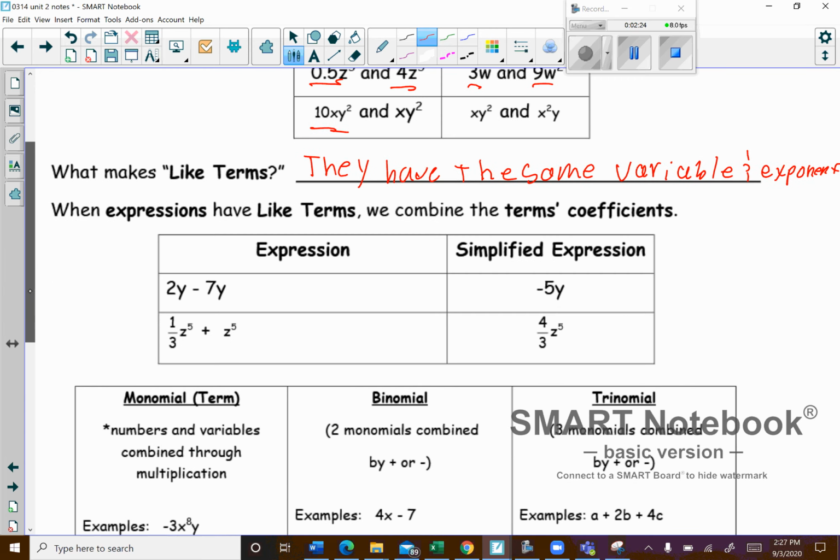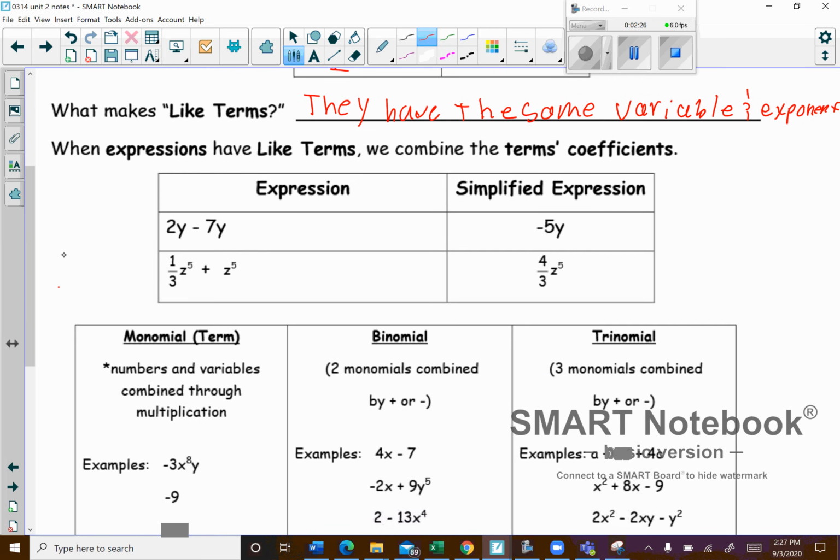So let's take a little deeper dive on this. So when expressions have like terms, we combine the terms' coefficients. The coefficients are the values in front. So right here we have 2y minus 7y, okay? And so right here you're going to basically perform the operation of 2 minus 7, and that's how we get the negative 5y right there.